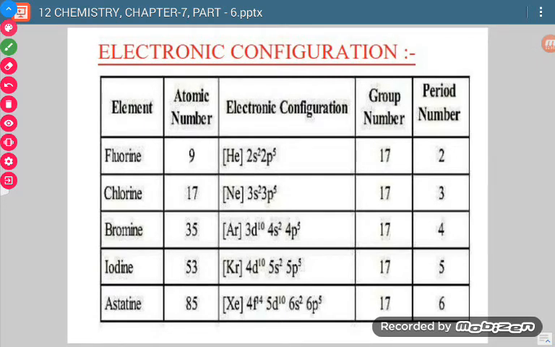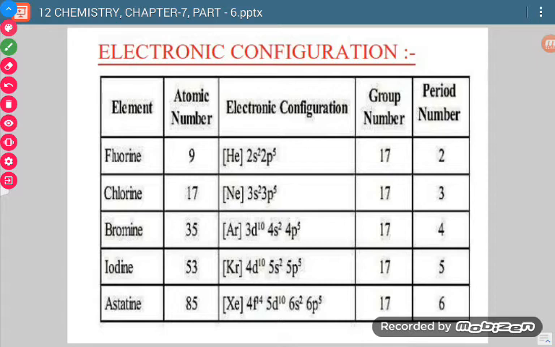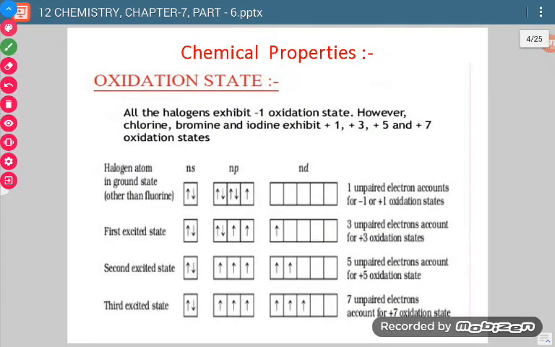if we talk about electronic configuration, then they have atomic numbers 9, 17, 35, 53 and 85. If we see their valence shell electronic configuration, we will find that it is ns2np5. They are all of group 17, and when we move from top to bottom, there is an increase in the main energy level, and that main energy level is called the period number. Okay, now to start with chemical properties, first of all let us discuss oxidation state.